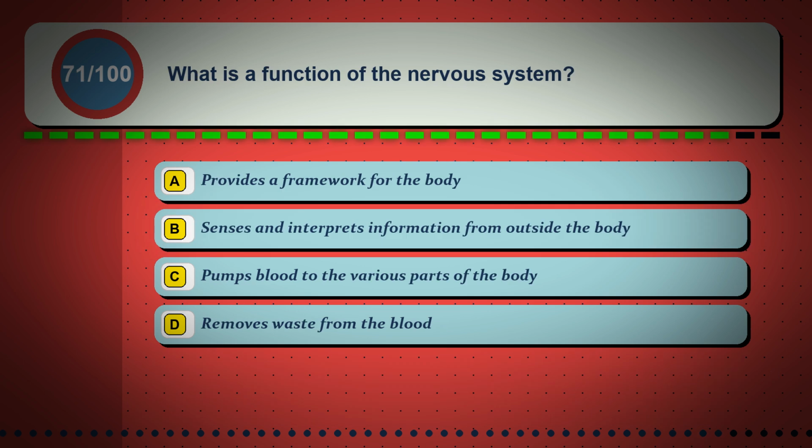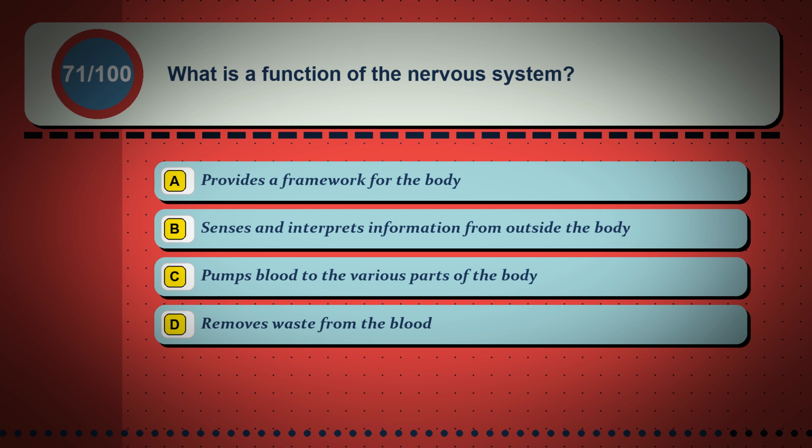Question 71. What is a function of the nervous system? Option A, provides a framework for the body. Option B, senses and interprets information from outside the body. Option C, pumps blood to the various parts of the body. Option D, removes waste from the blood.